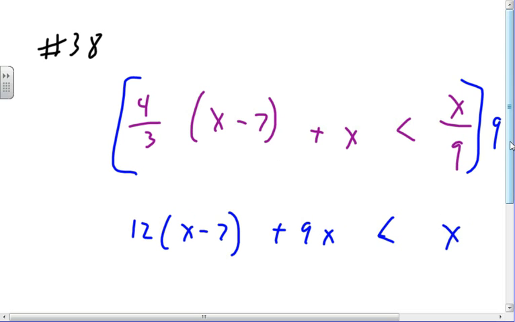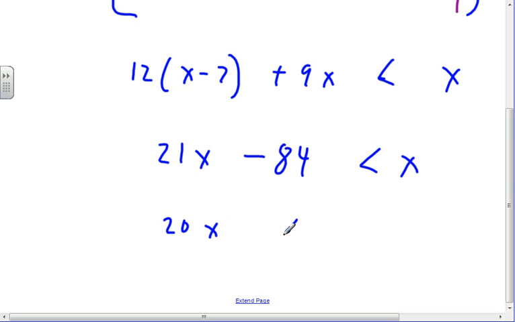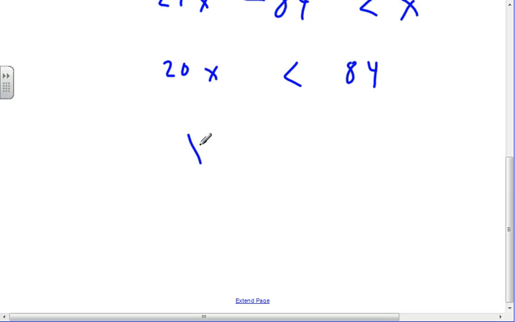Okay, so I got 12 and 9. What's 12 and 9? 21. 21x minus 7 times 12. 84? Yep, 84. 84 is less than x. Okay, bring the x over there. 20x is less than 84. x is less than 84 over 20.